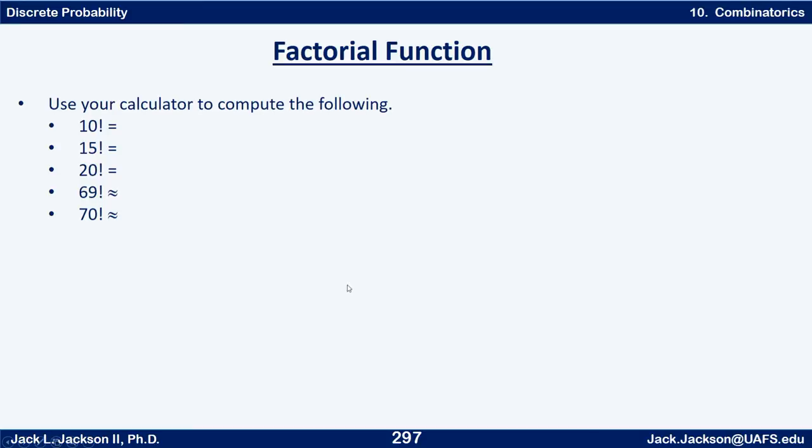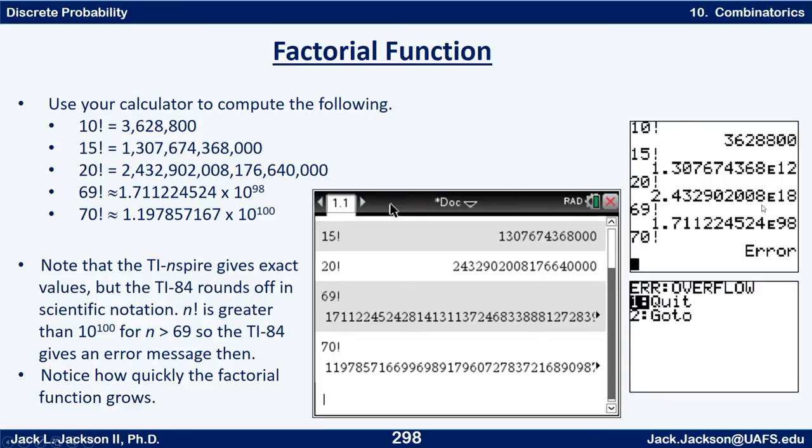Okay, well, here they are right here on the TI-84. 10 factorial is 3,628,800. 15 factorial switches to scientific notation, so it's approximately 1.3 times 10 to the 12th power.